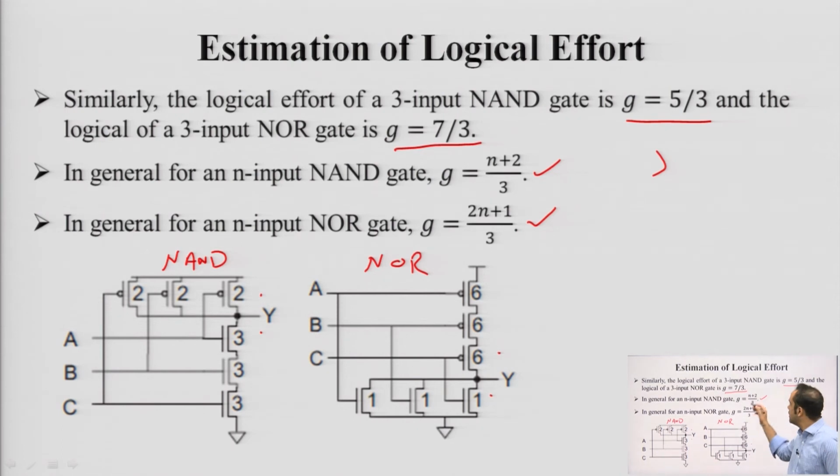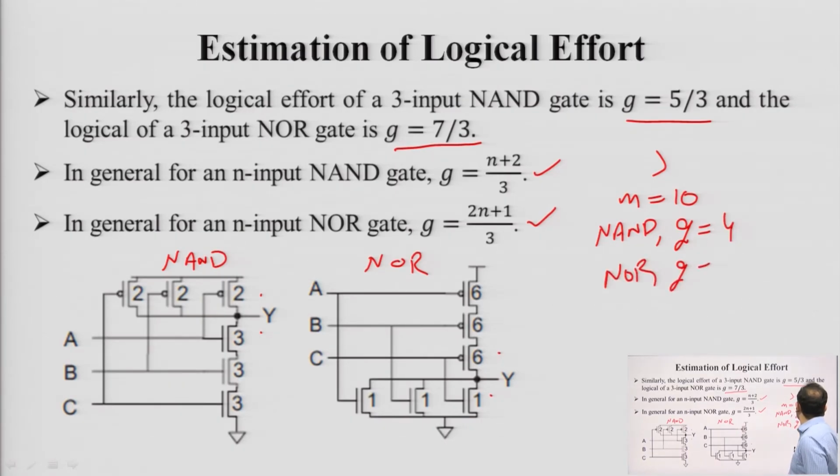You can take an example: if n is 10, a particular logic gate has 10 inputs. In that case, if n is equal to 10 for a NAND gate, your logical effort is going to be (10 plus 2) by 3, that is 4, and for a NOR gate it is going to be 7. This is only for a 10 input gate, which is fairly easy to find, and 10 inputs is not a very large number for a dense complex VLSI circuit. So, this is the concept of logical effort.